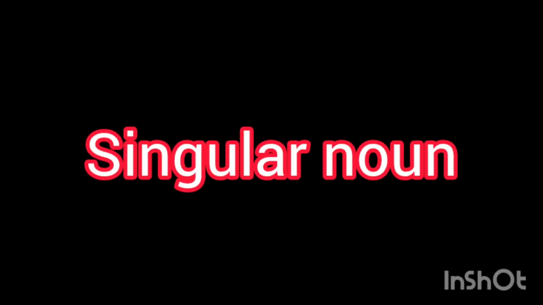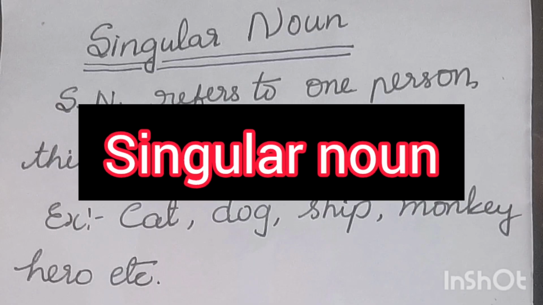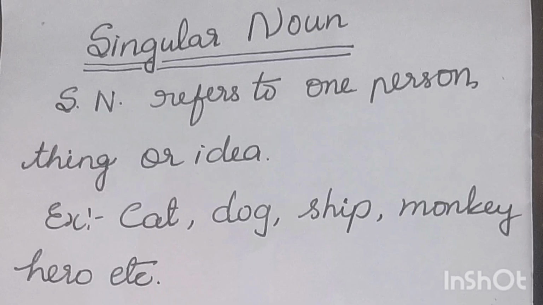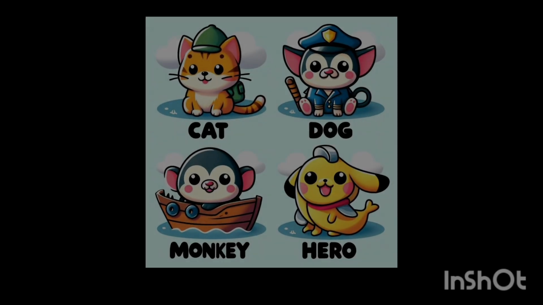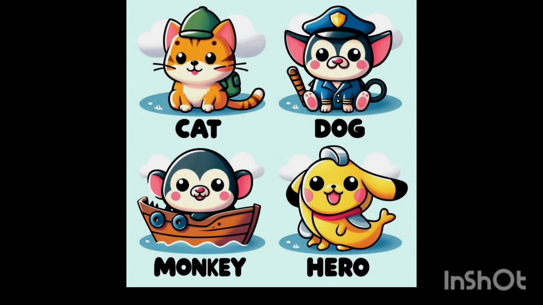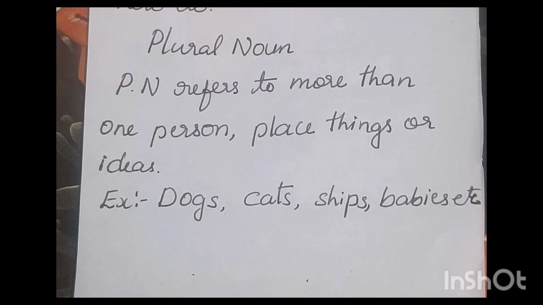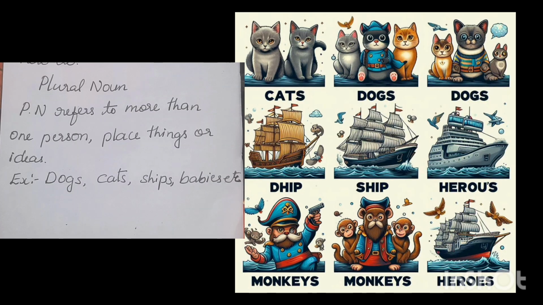Next kind is singular noun. Singular noun refers to one person, thing, or idea. Example: cat, dog, sheep, monkey, hero, etc. Last one, plural noun. Plural noun refers to more than one person, place, things, or ideas. Dogs, cats, ships, babies, etc.